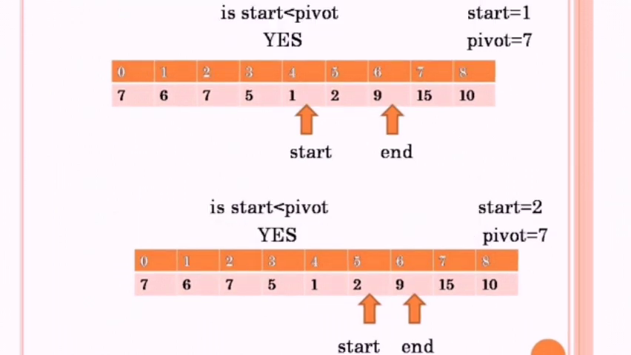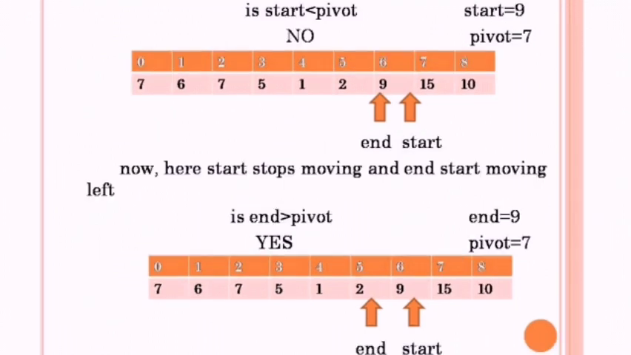Here again we need to take the start. Start is equal to 1 and pivot is equal to 7. Apply the condition. Is start less than pivot? Yes, start is 1, less than 7. So we need to increment this start. Start is next moved to the index 5. Again here down, start is taken as 2 and pivot is taken as 7. Is 2 less than 7? Yes, we need to increment the start.